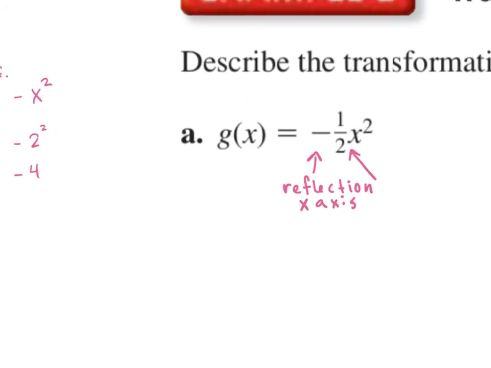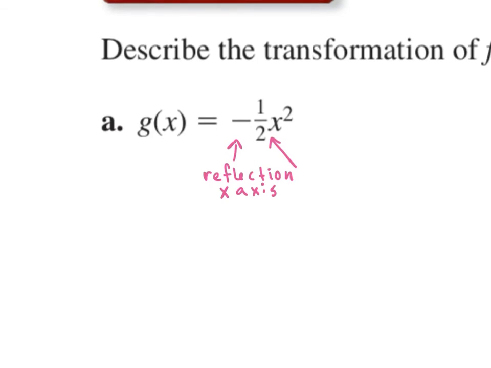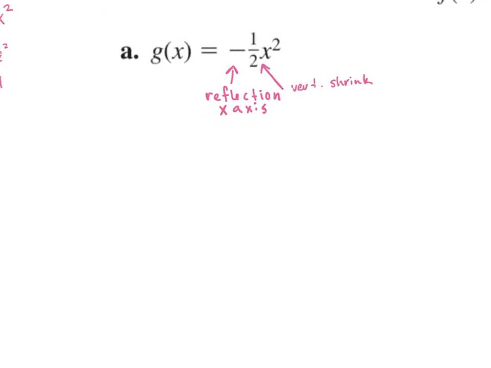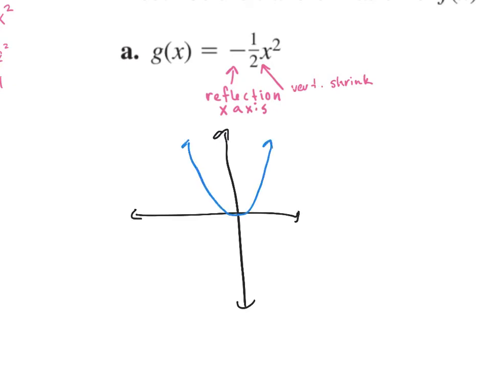All right, going back to our example here, what does the 1/2 tell us? Vertical shrink. Vertical shrink, awesome. So going to our graph, we start with our graph of our parent function. A reflection on the x-axis means that we flip it upside down. So it's going to look like that.